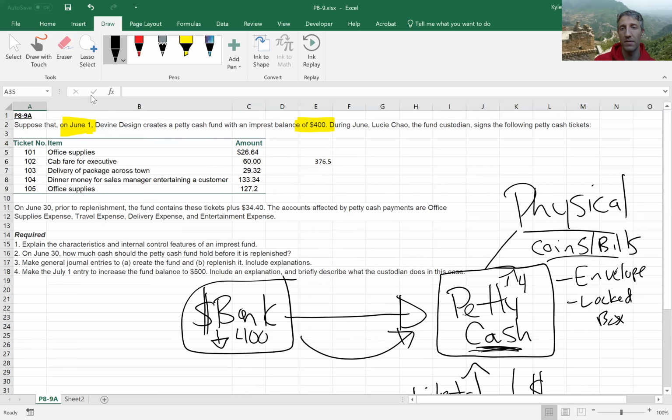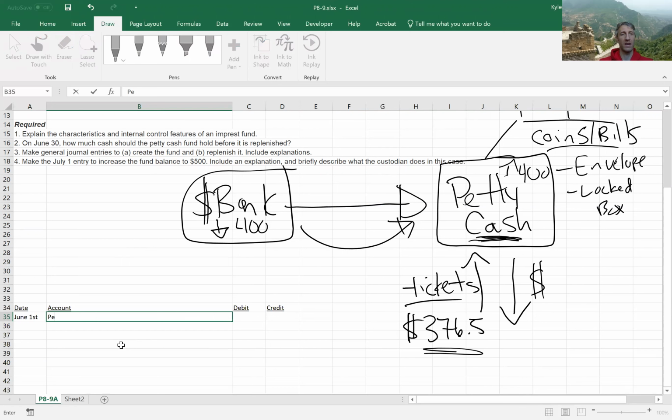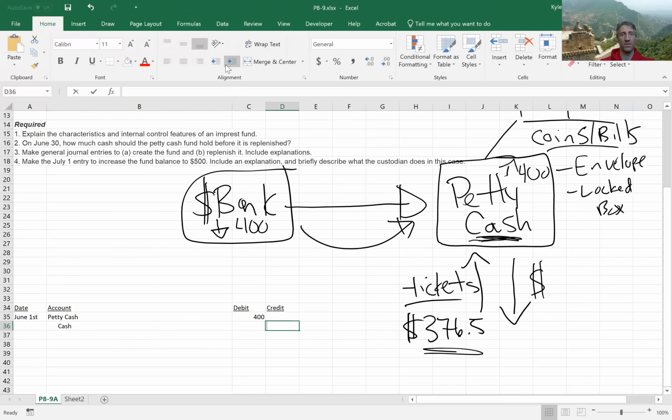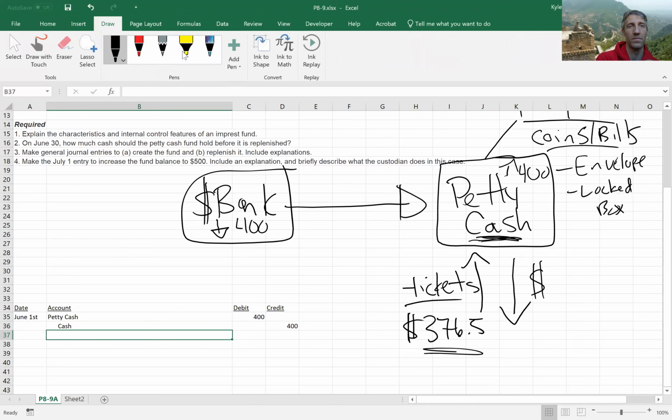So the journal entry here is pretty straightforward as long as I can remember the date, June 1st. Petty cash is going up by 400. Cash in the bank is going down by 400. And that's exactly what we saw in this picture. Bank went down by 400, petty cash goes up by 400.